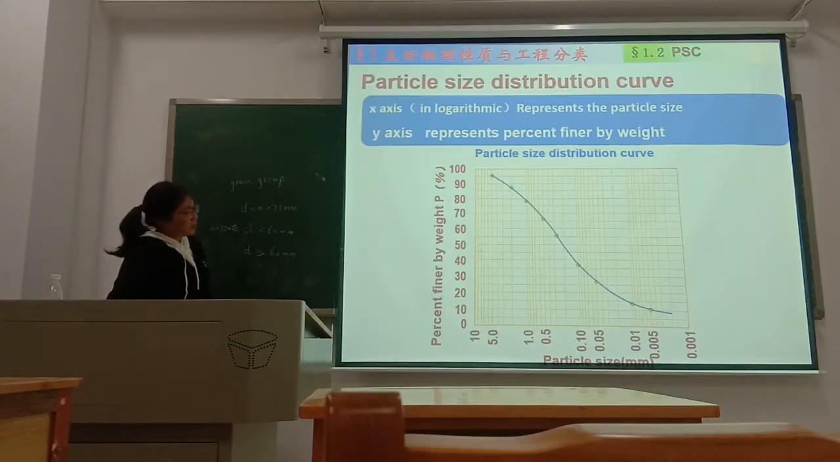But here the coordinate is logarithmic, okay, and the y-axis represents percent divided by weight. This represents the percentage by weight, no more than a certain diameter, maybe the mass percentage no more than a certain diameter. Okay, here the diameter and this mass percentage.